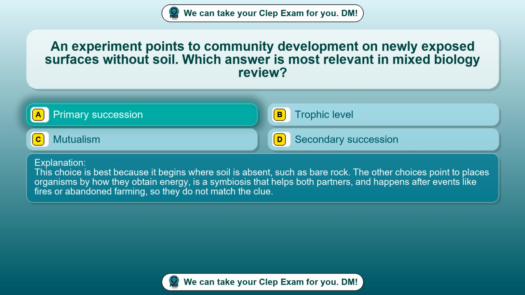The other choices point to places organisms by how they obtain energy, is a symbiosis that helps both partners, and happens after events like fires or abandoned farming, so they do not match the clue.